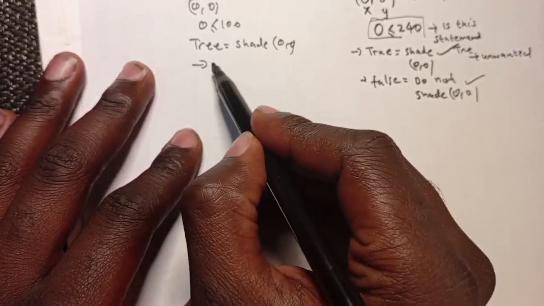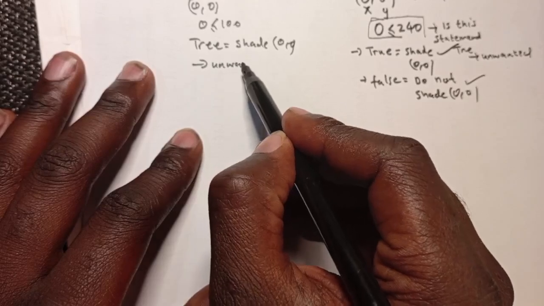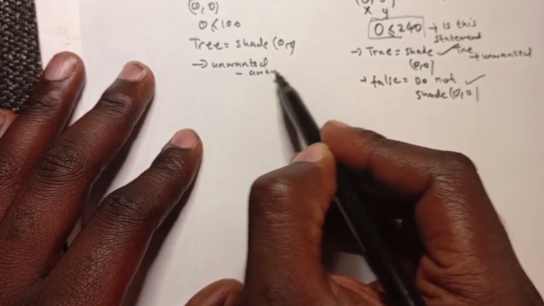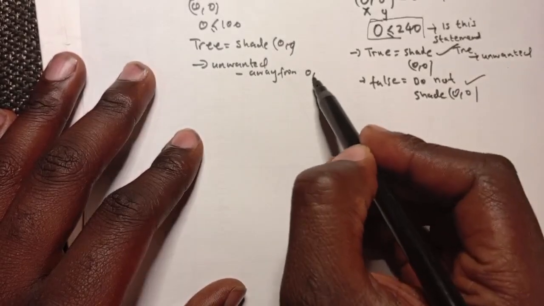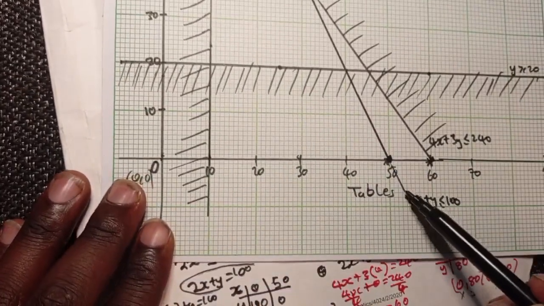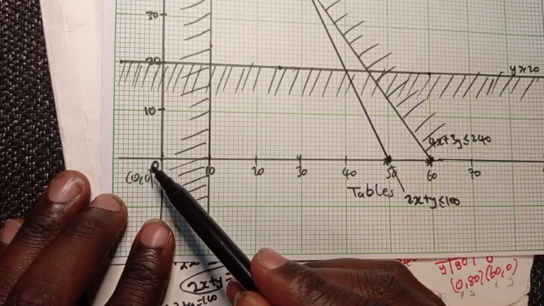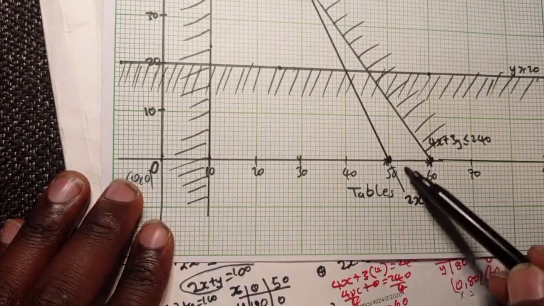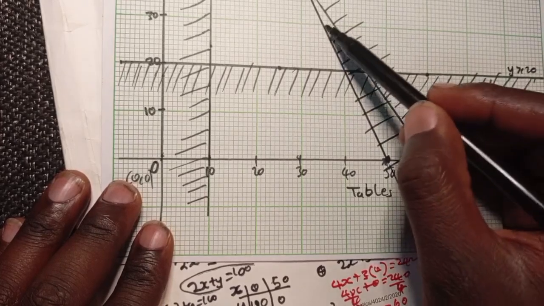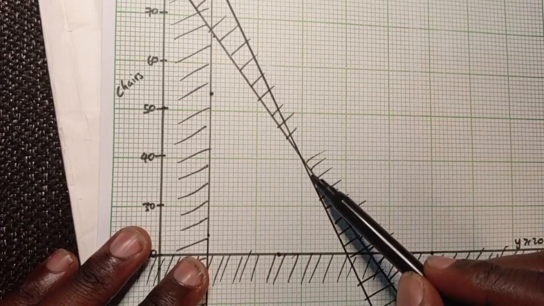But remember, we want the unwanted. So we are going to shade what? Away from 0, 0. So you're looking at this one now. The 0, 0 is this side. So we're not going to shade this side, but the opposite. So I'm sure you've gotten it now, once you understand this part.